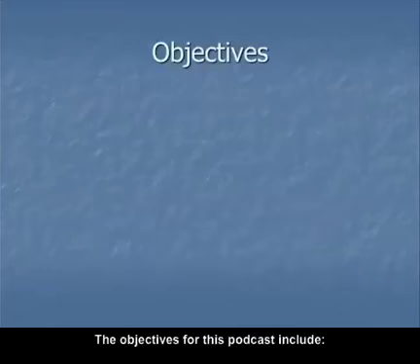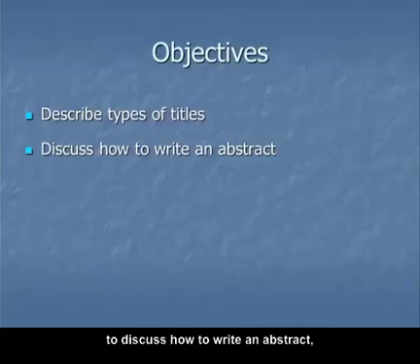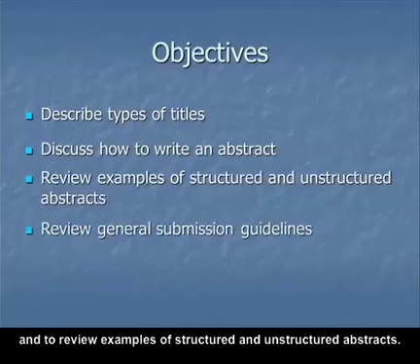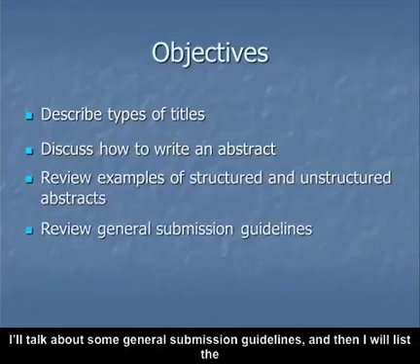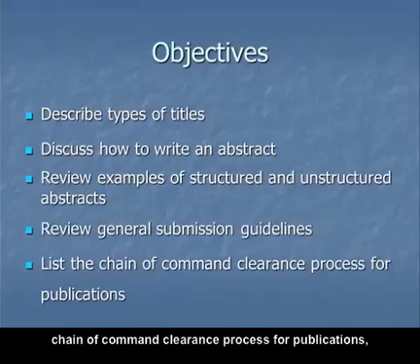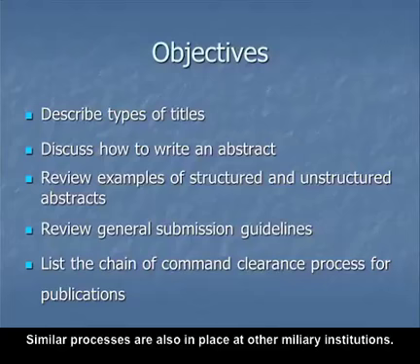The objectives for this podcast include to describe types of titles used for abstracts in research manuscripts, to discuss how to write an abstract, and to review examples of structured and unstructured abstracts. We'll talk about some general submission guidelines, and I will list the chain of command clearance process for publications here at Naval Medical Center San Diego. Similar processes are also in place at other military institutions.